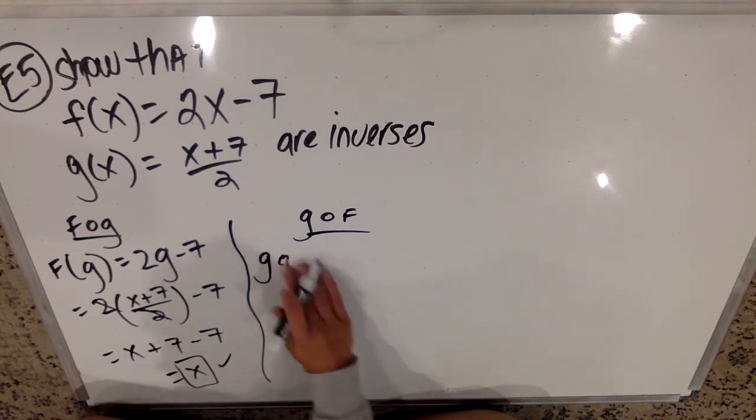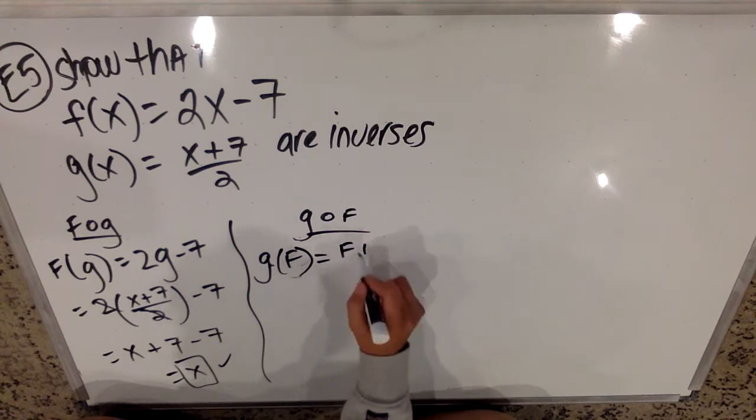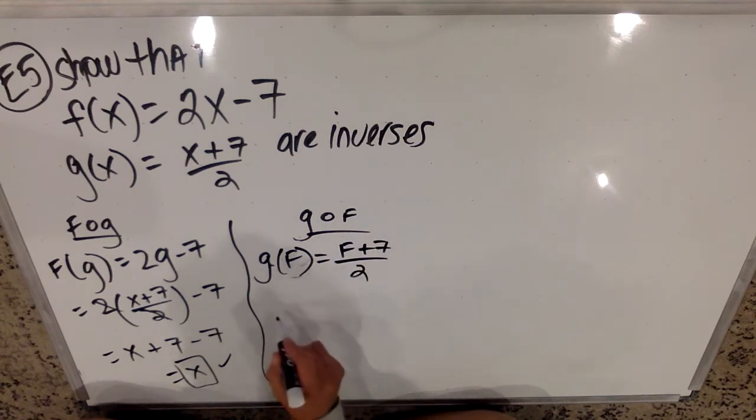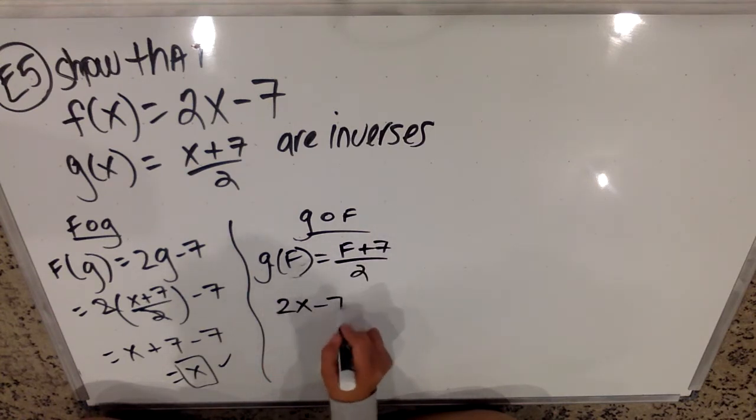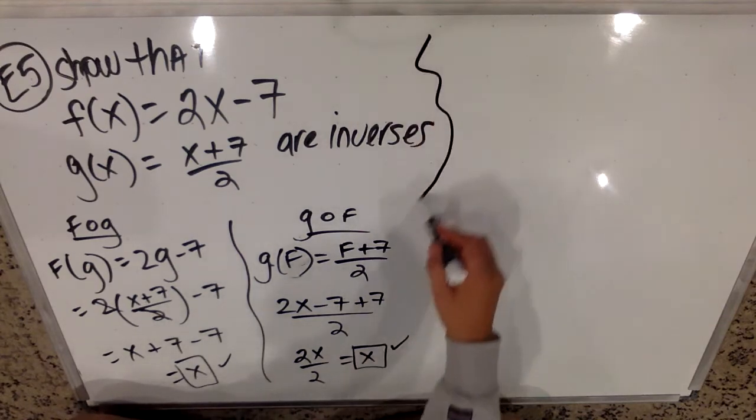g of f, sorry, I'll write it in the other notation, g of f should be (f plus 7) over 2. Well, f was 2x minus 7, plus 7, all over 2. That's 2x over 2. The 2's definitely cancel and give me an x. And so that's me showing that they're inverses.